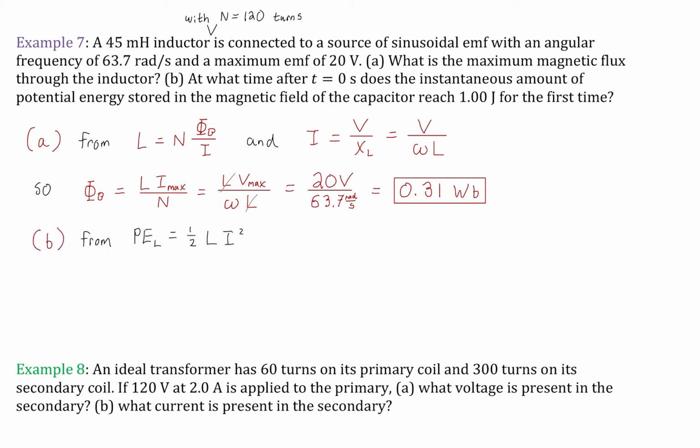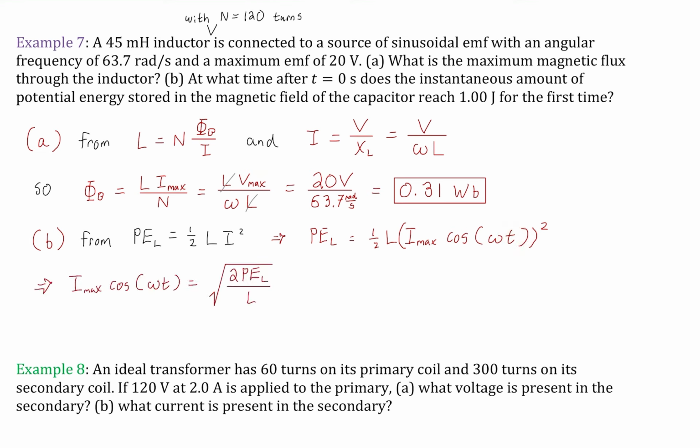Okay, so now finally on to part B. Since we're talking about stored energy in the inductor, we're going to use this expression for the stored energy in an inductor, 1/2 L i squared. And here we're going to replace I with the time-dependent expression for I, because what we're actually going to do is solve for t. So I'm just going to start isolating t. One of the first things I do is multiply both sides by 2, divide by L, and take the square root of both sides to get rid of that.